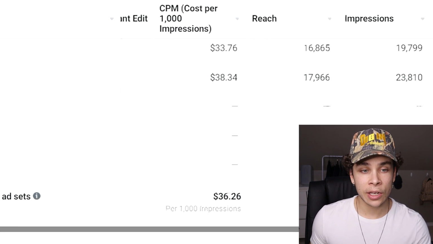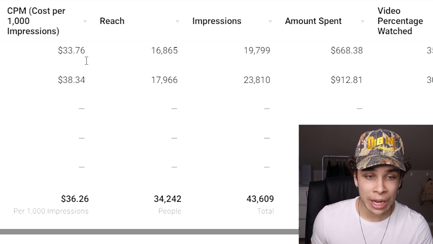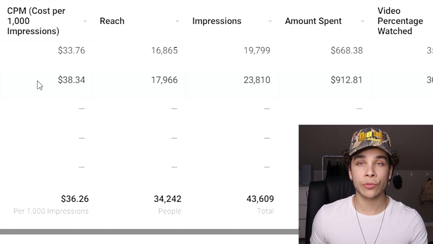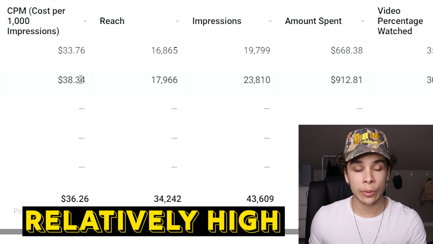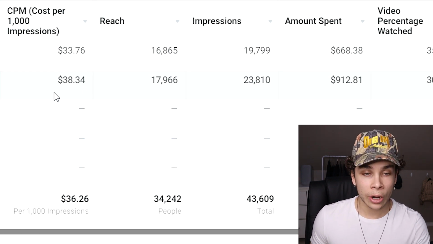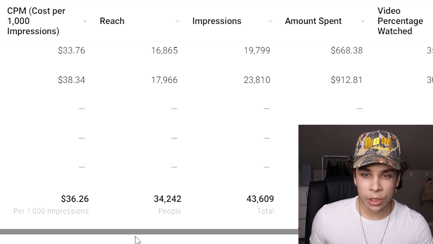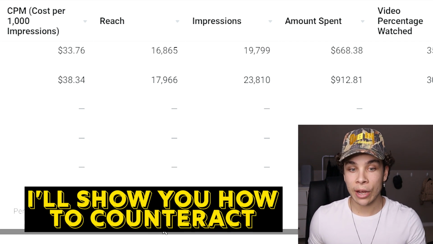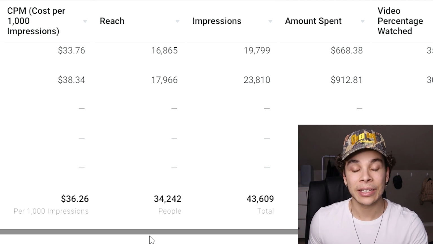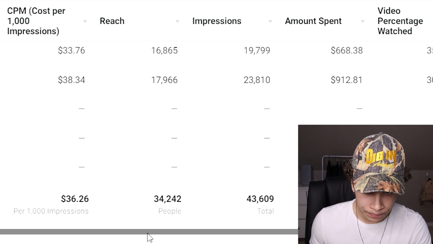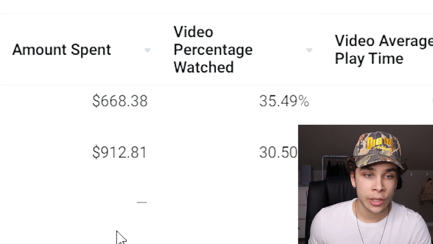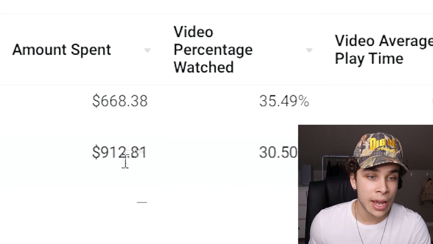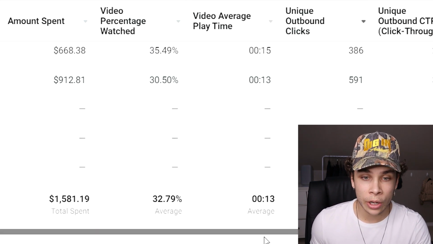So as we can see here, we have around a $33 CPM and a $38 CPM. So that is relatively high for the particular interest or audience, we'll call it. And so that's what's been posing the most challenge to us within this ad account, but I'll show you some things we did to counteract that and how we can continue to counteract that in the future. So as you can see, we spent $668 on this campaign and $912 on this one.